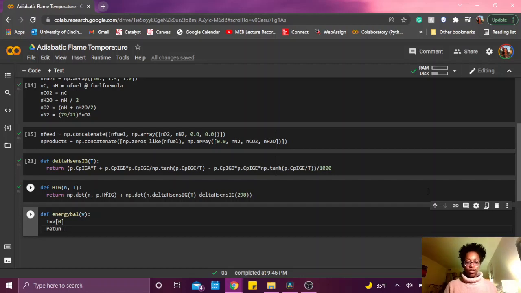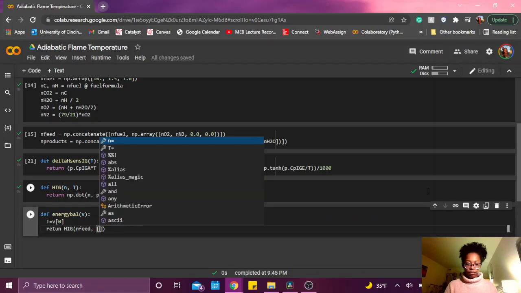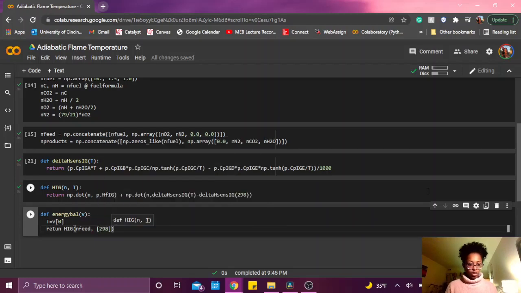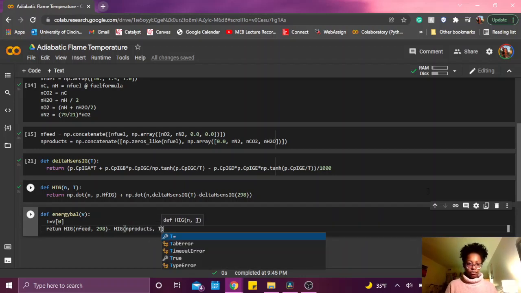the moles of the products, and our final temperature. I'm going to do HIG in feed, and then 298 minus HIG in products T.